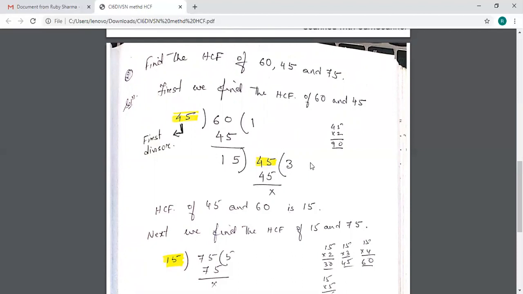Now 3 is a factor, but it is not the highest common factor. Here also 1 is a factor of every number, isn't it? But we have to find the highest common factor, which is 15, so 15 will divide both these numbers exactly, without any remainder. So HCF of 45 and 60 is 15. Is it clear, all of you?